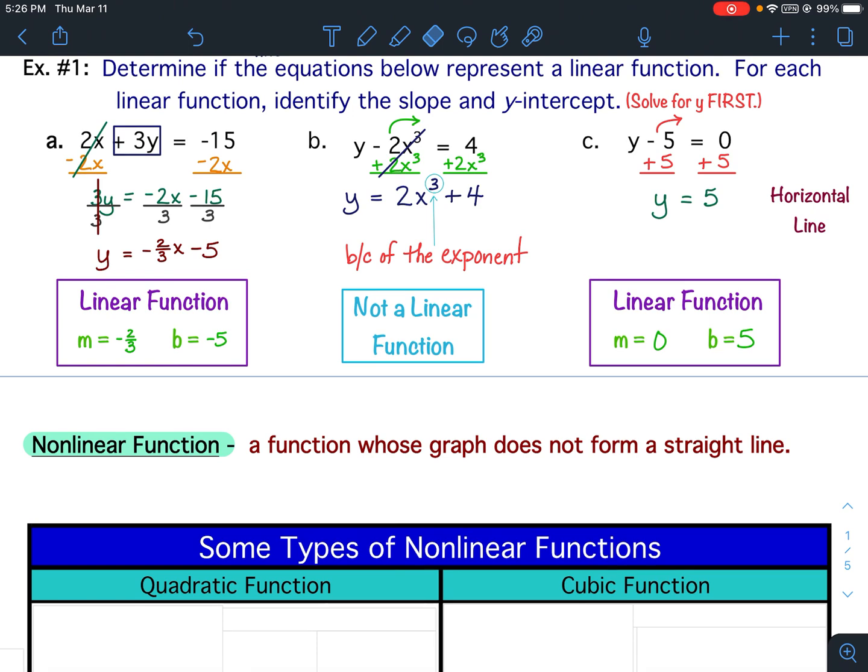So if it has an exponent, it's not going to be linear. If it can be of the form y equals mx plus b, and it cannot have any exponents on it, or any roots, or anything like that, then it will be linear. If you have any questions about example number 1, please let me know.